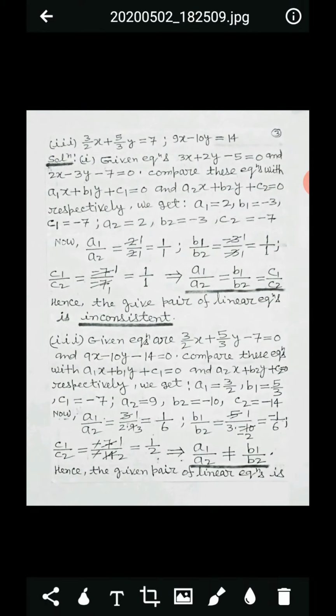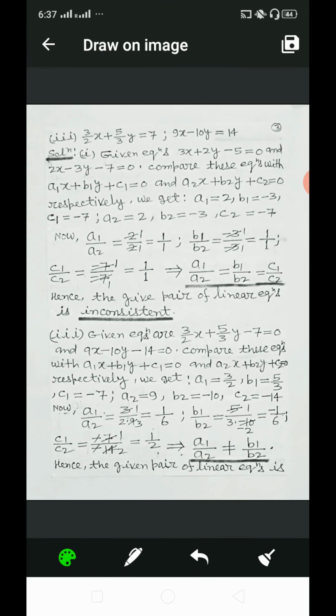To find the solution, the given equations are 3x plus 2y minus 5 equal to 0 and 2x minus 3y minus 7 equal to 0. Compare these equations with a1x plus b1y plus c1 equal to 0 and a2x plus b2y plus c2 equal to 0 respectively. We get a1 equal to 2, b1 is equal to minus 3, c1 is equal to minus 7, a2 is equal to 2, b2 is equal to minus 3, c2 is equal to minus 7.